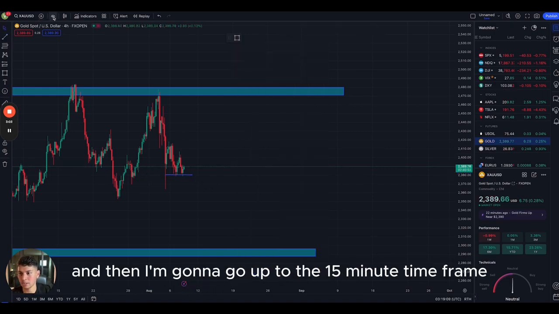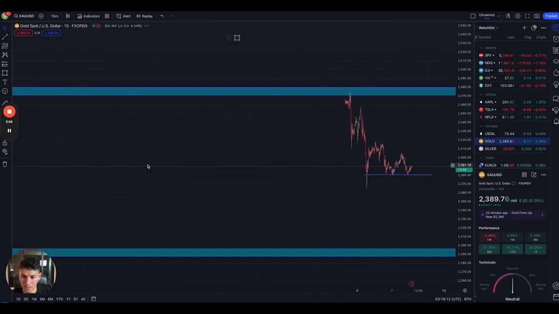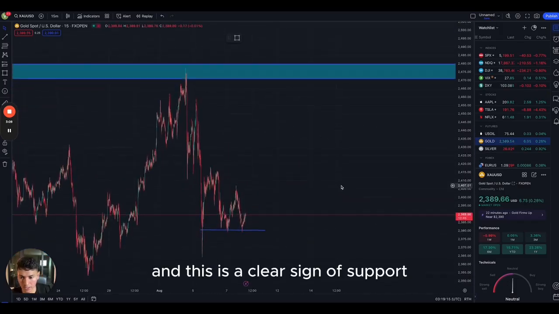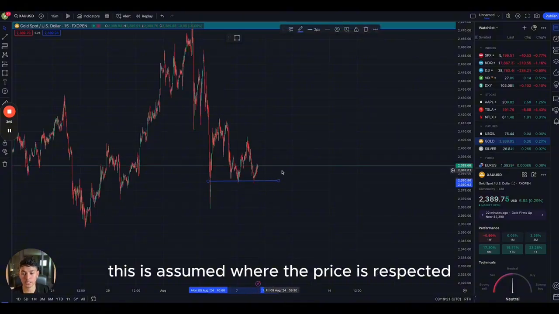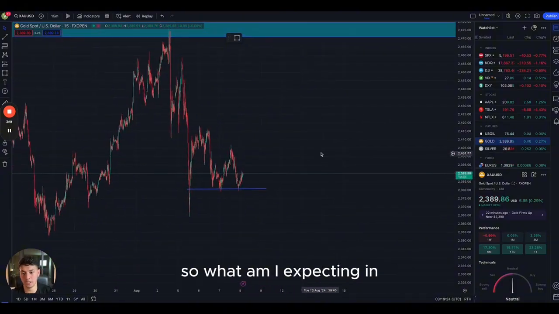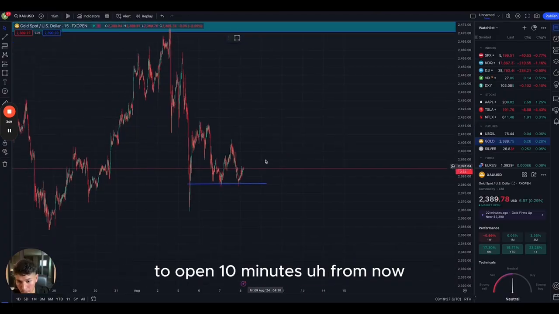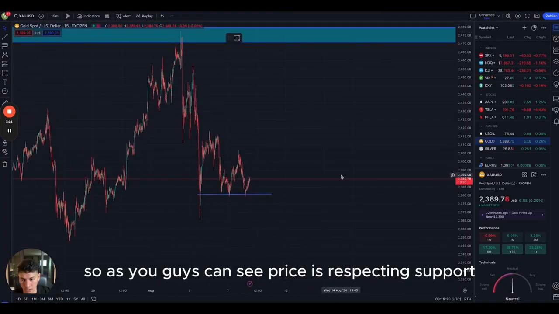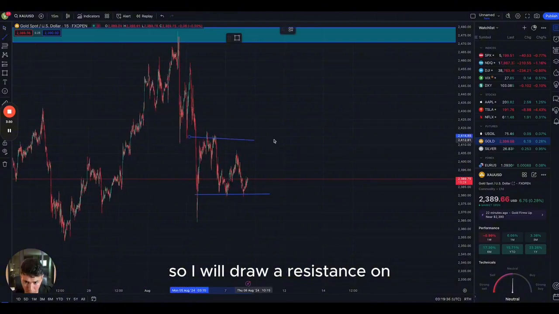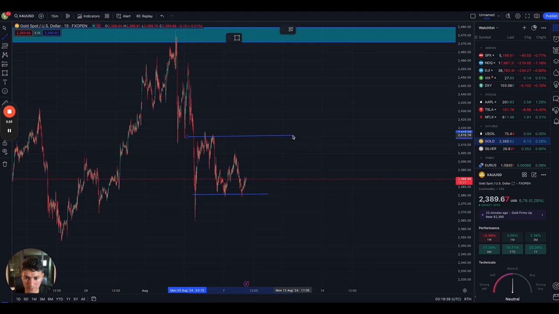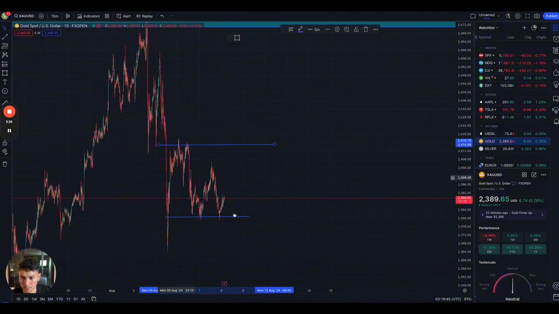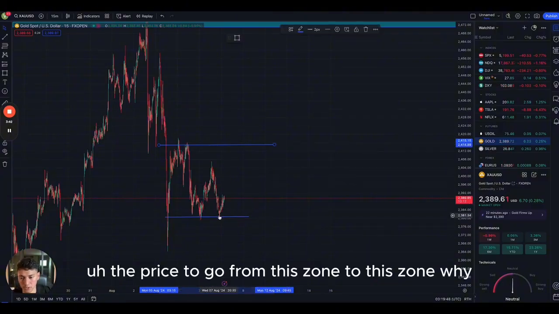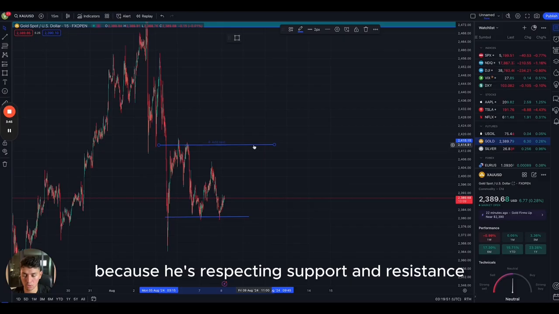This is my support, and then I'm gonna go up to the 15-minute time frame, and this is a clear sign of support where the actual price is respecting. This is a zone where the price is respecting. So what am I expecting if the market were to open 10 minutes from now? As you guys can see, price is respecting support, so I will draw a resistance zone, which would be around this area. I really would like to see the price go from this zone to this zone. Why? Because it's respecting support and resistance.